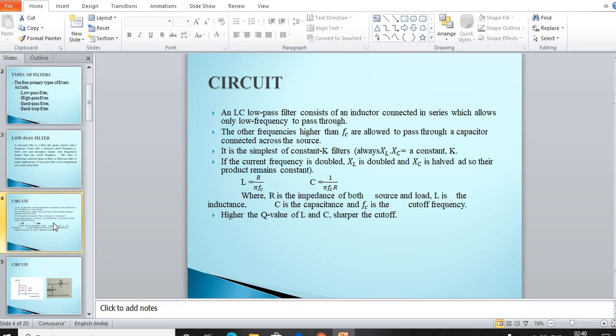It is the simplest of constant K filters. That is, XL times XC will be equal to a constant. If the frequency is doubled, XL is double and XC is half, and so their product remains a constant. The formula is L equal to R divided by pi Fc, C equal to 1 by pi Fc R, where R is the impedance of both source and load, L is the inductance, C is the capacitance, and Fc is the cutoff frequency. Higher the Q value of L and C, sharper the cutoff.